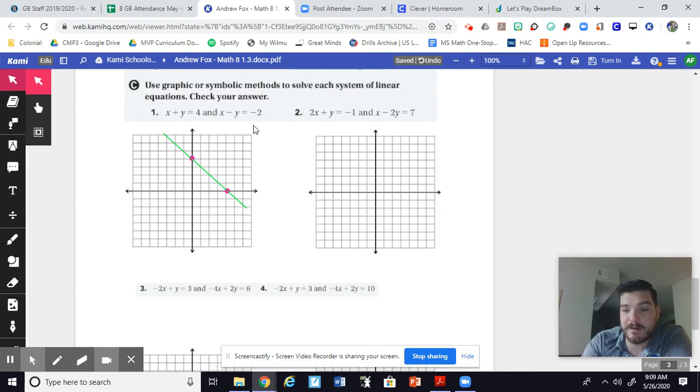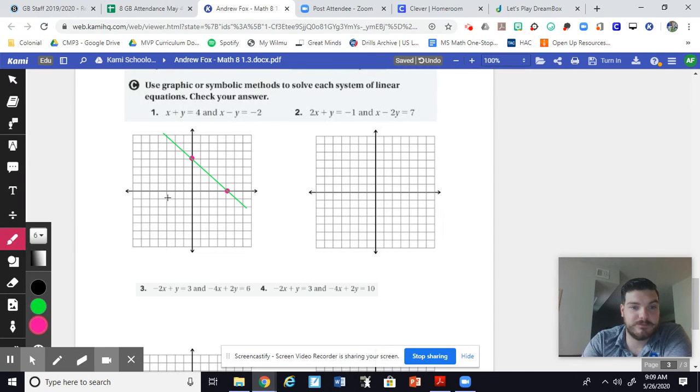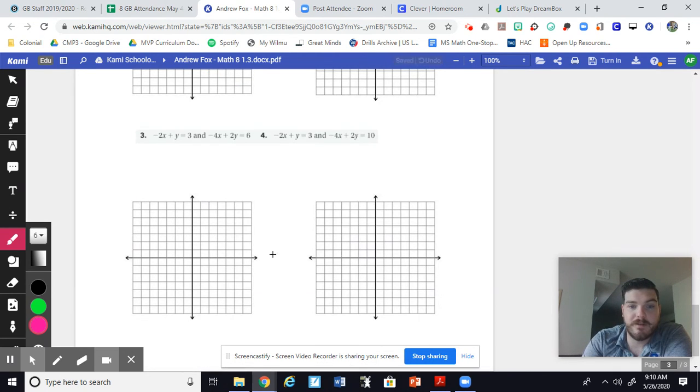X minus y equals -2. So what minus y is going to be -2? So if x is 0, and y is negative, where is that going to be? Okay? Same thing over here. 2x. 2 times what number plus y is going to be 1. Just look around. If you have a question, message me on Schoology, and I'll help you out with this one here. So I would recommend making a small little table.